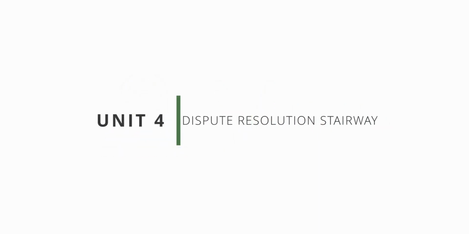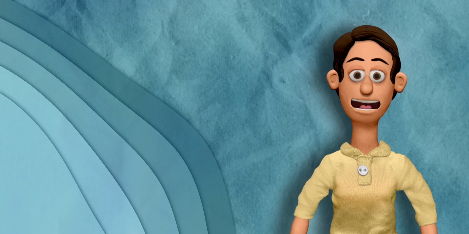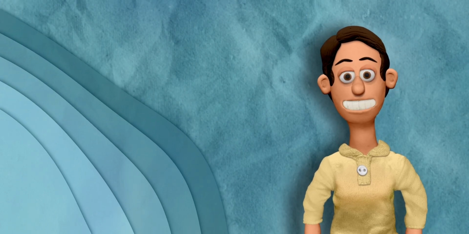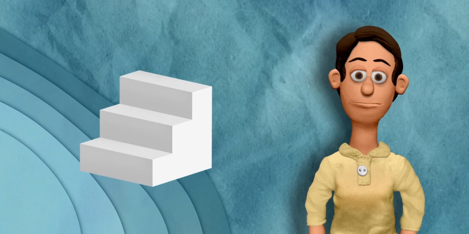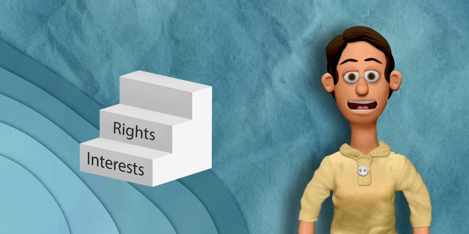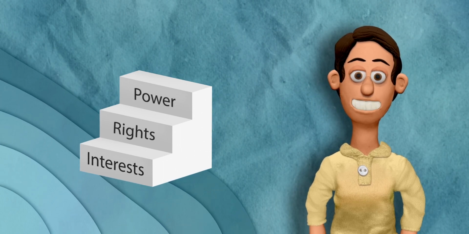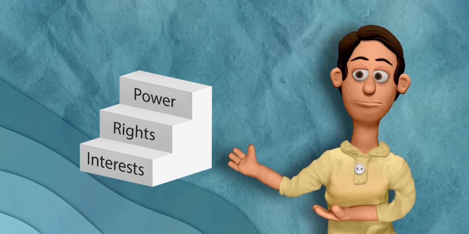The Stairway Model identifies 3 factors that emerge in conflicts and therefore offers 3 approaches to conflict resolution. The 3 factors are the interests of the participants, their rights, and their power, and can be imagined as 3 steps of a stairway leading upwards.